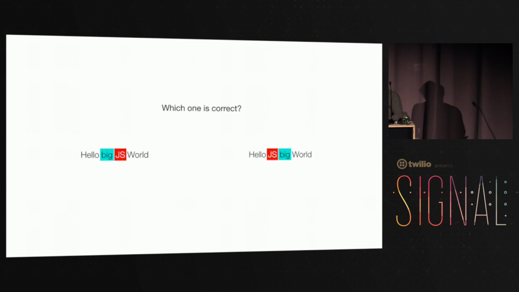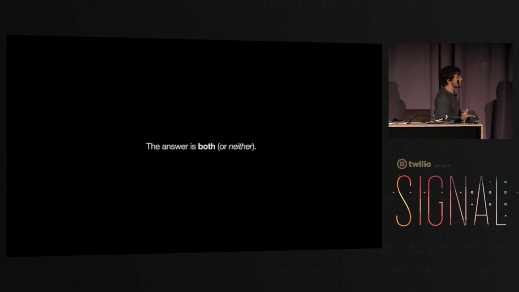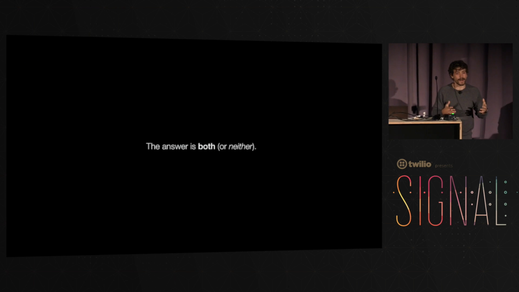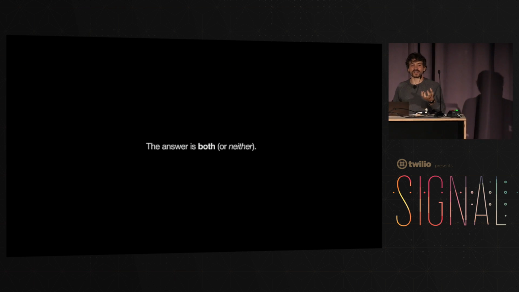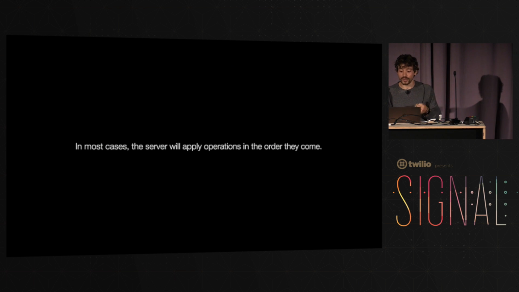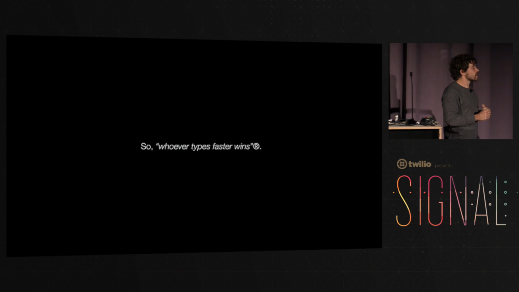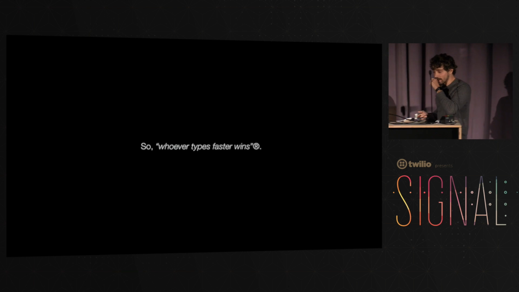In terms of convergence, the problem is actually quite easy, because we can just say we're going to have both words in the order that the server receives them. The server doesn't actually care about who typed first. Whoever had the fastest internet connection, closest to the server, would win. So it'd be a convergence approach of whoever types fastest wins.